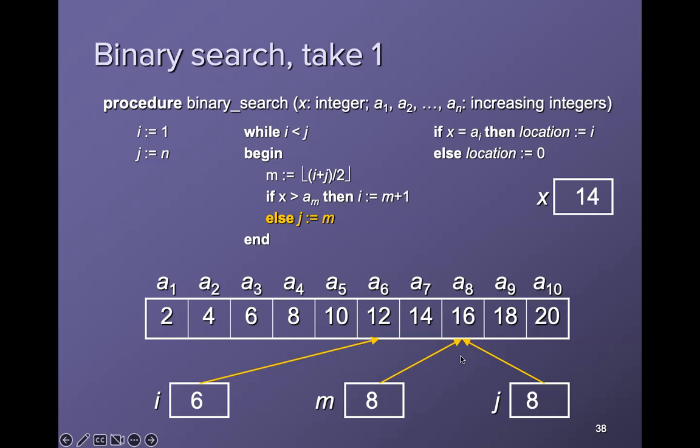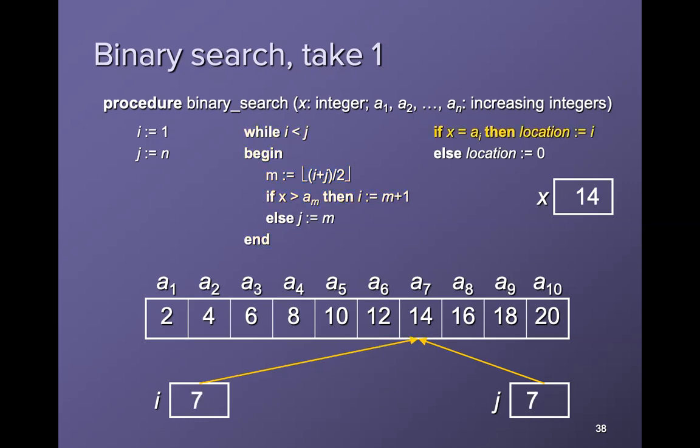Okay, now we have a new updated i equals 6 and j equals 8. And the next is we are going to look for the middle element again. So 6 plus 8 divided by 2, that will give us 7. And we have 14. Okay, and since the middle element is equal to 14, then we end the process. So that means that the location is 7.